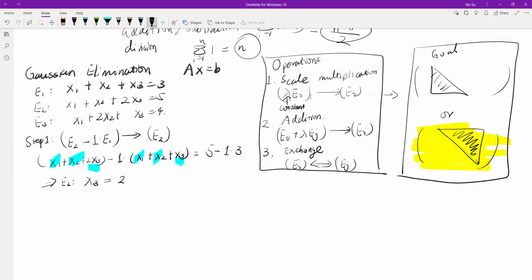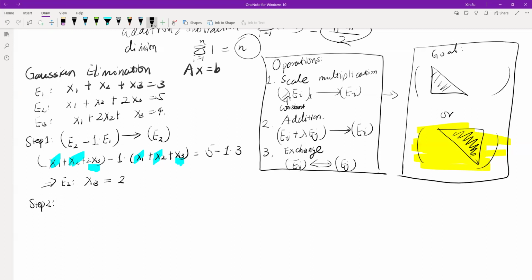And for step 2, we are going to use equation 1 to eliminate the x1 variable in equation 3. We are going to use equation 1 to make this one disappear from equation 3. So if you take a look at the step 1 result, this is the new equation 2, right? And then we just make the x1 disappear.